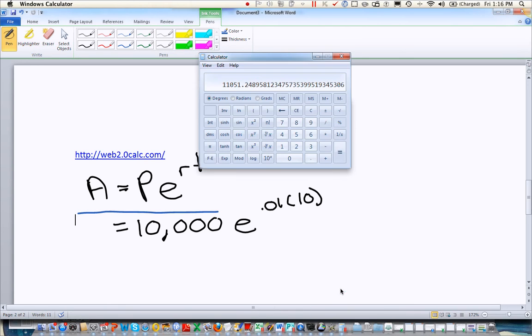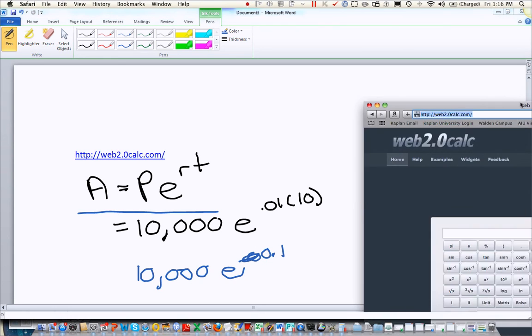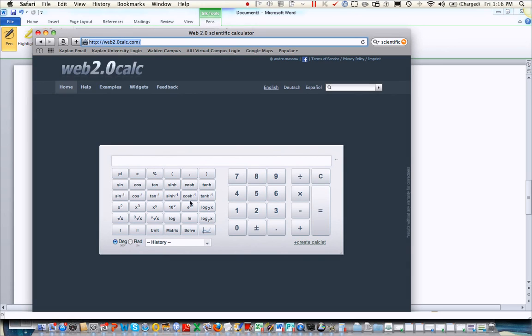Before I use that, I'm just going to do a quick 0.01 times 10. I'm actually using the same numbers I used before. I'm just changing it from compounded monthly to compounded continuously. Oh, and I wanted to put 0.1. Now, this is what the calculator looks like if you go to that website.